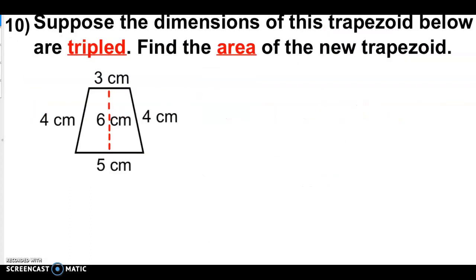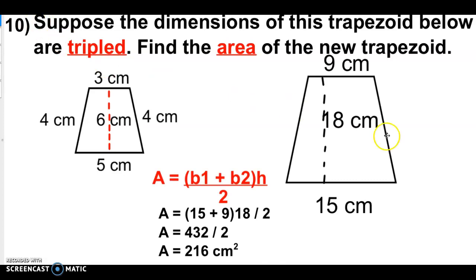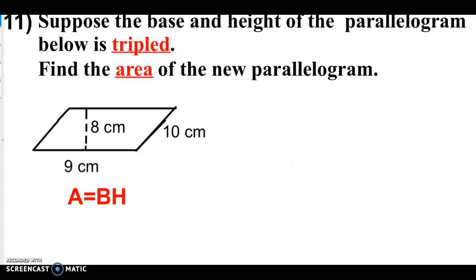Please do this problem right now. Make sure you use your formula for the area of a trapezoid. You might have to look that up on your formula sheet and find the area of the new trapezoid. Hit pause and we'll continue and you'll see the answer when you hit play. Okay, so here is my answer. I drew a new trapezoid. I tripled the dimensions of the only dimensions that I needed, which were the top and the bottom base and the height. And then I used my formula. I added the bases together, 15 plus 9, times the height, which was 18, divided by 2, and that left me 216 centimeters squared.